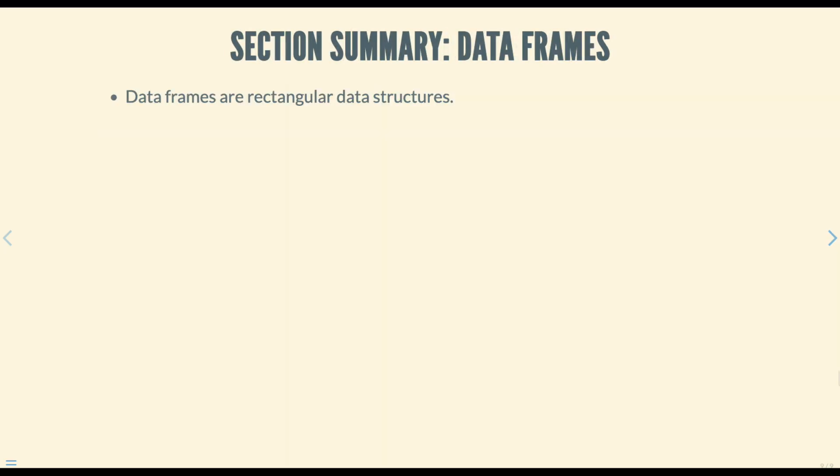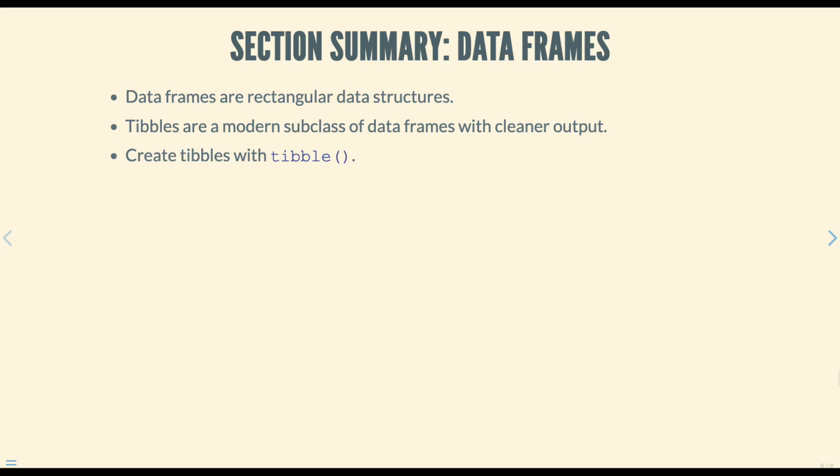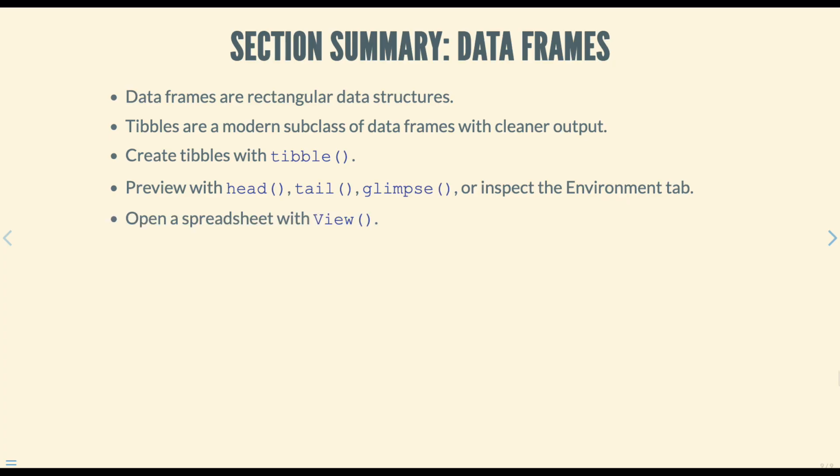Let's recap. Data frames are rectangular structures with observations in rows, and variables in columns. Tables offer a nicer console printout and can be created with the table function. Preview data frames using head, tail, glimpse, or the Environment tab. For a full view, call the View function. And to extract a single column, use either $ or pull.